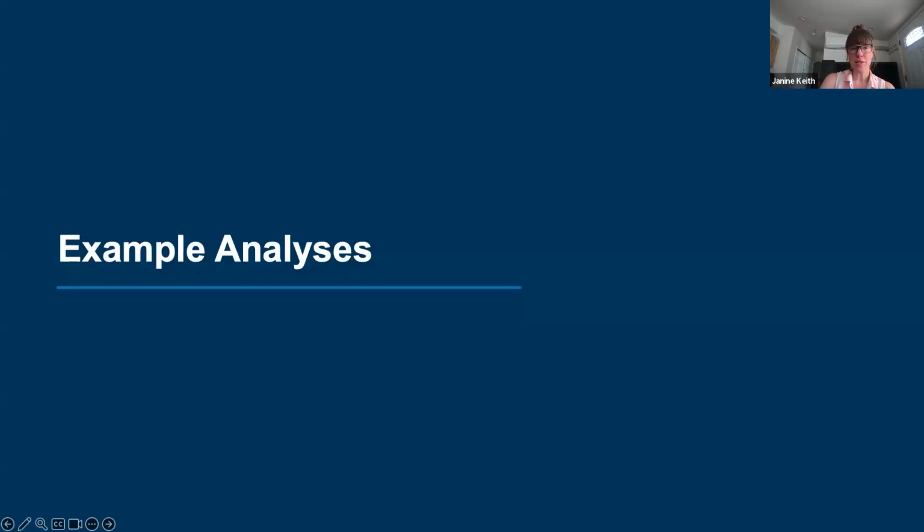So with that, I'd like to switch to a few different selections of example analyses that folks have done using SAM. This isn't an exhaustive list, but I tried to pick sort of a breadth of types of analyses to demonstrate the types of things that the tool can power.